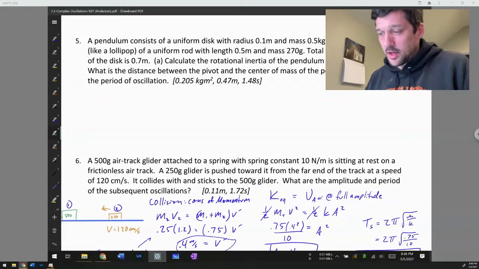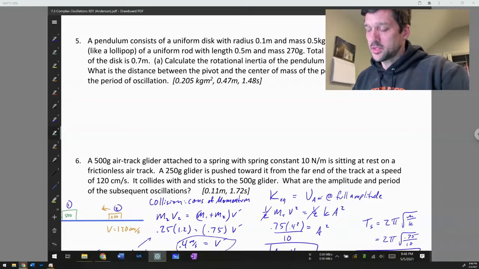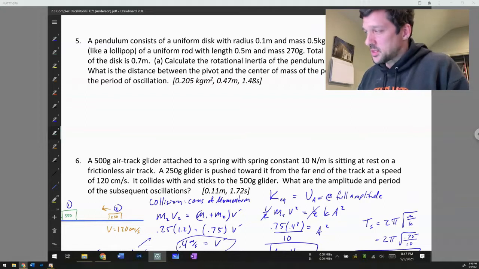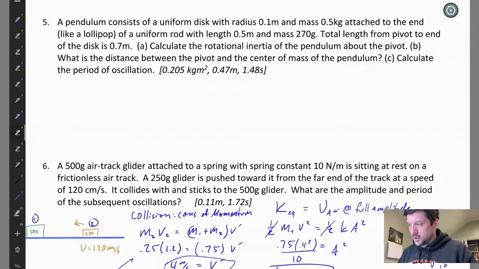A pendulum consists of a uniform disc with radius 0.1 meters and mass 0.5 kilograms attached to the end, like a lollipop, of a uniform rod with length 0.5 meters and mass 270 grams. Total length from pivot to end of the disc is 0.7 meters. All right, let's visualize this.